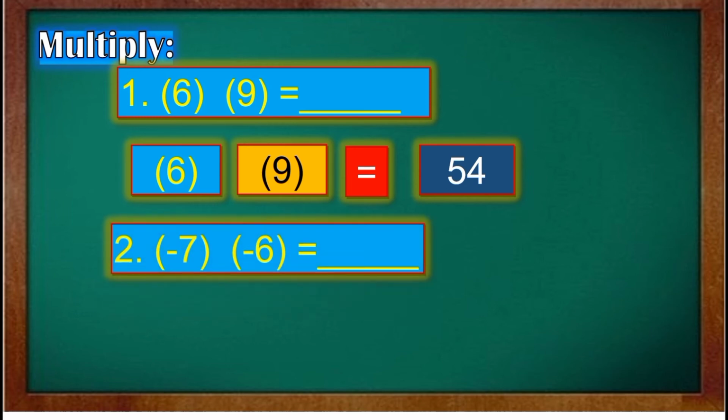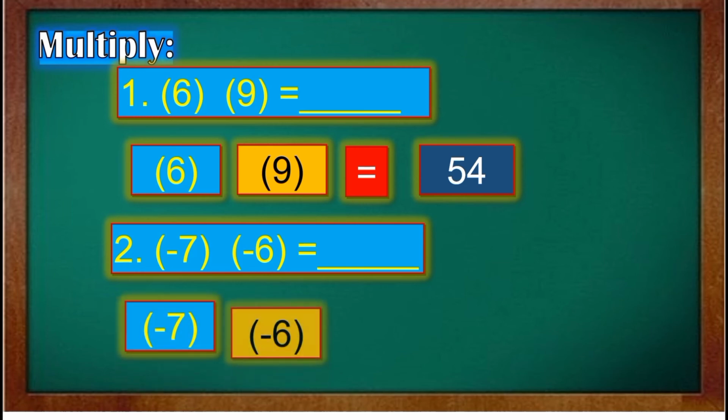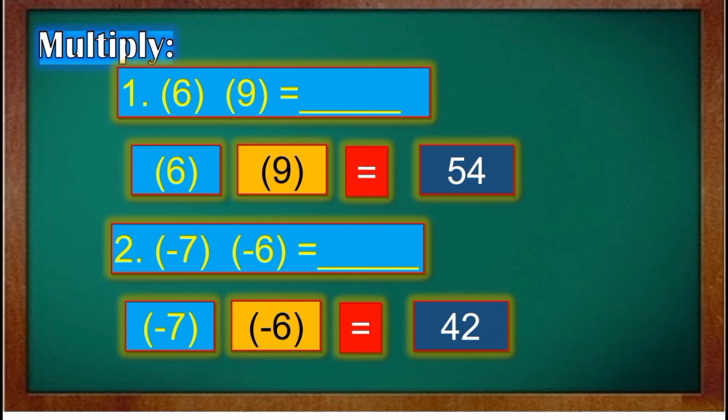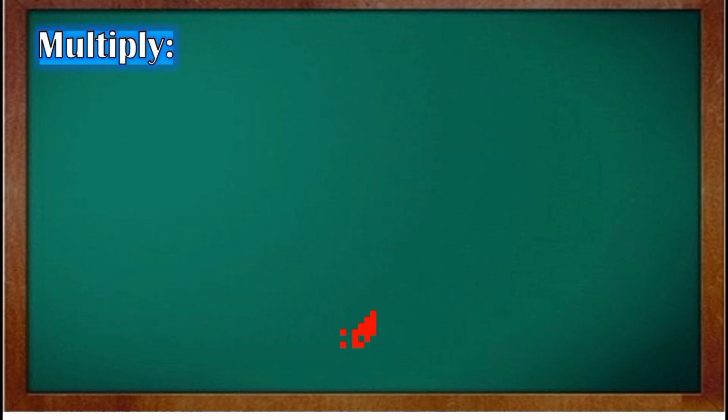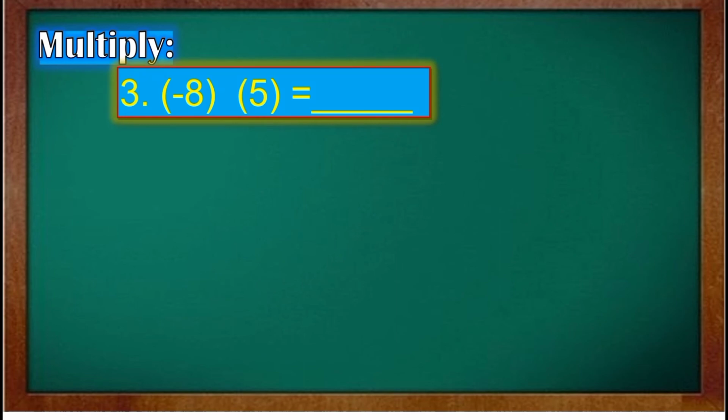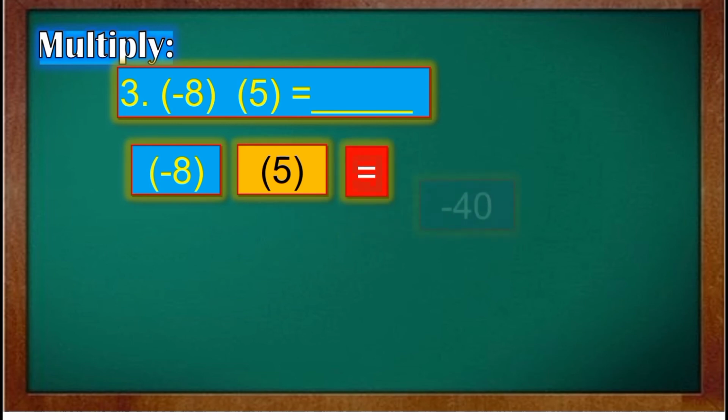Another example, what is the product of negative 7 and negative 6? That is positive 42. Why? The product is positive because the signs of the factors are the same, or both negative. Next example, multiply negative 8 and positive 5. The answer is negative 40. Why? The product is negative because the signs of the factors are different, or they have unlike signs.